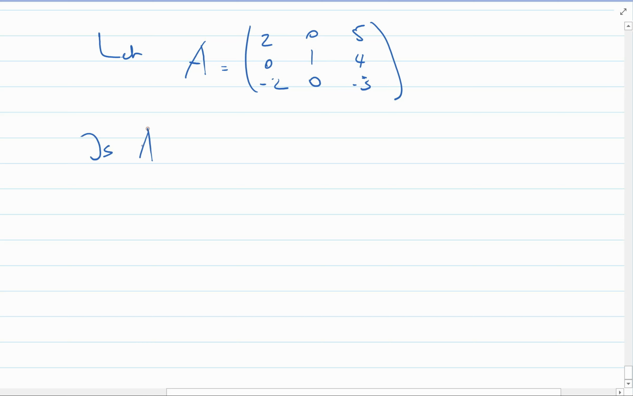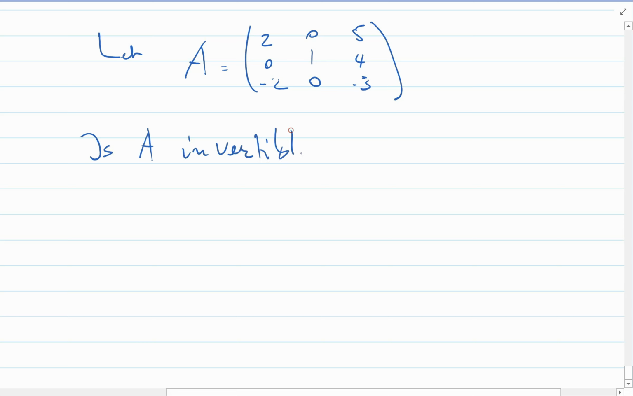Let A be equal to the matrix 2, 0, minus 2, 0, 1, 0, 5, 4, and minus 3. So this problem has two questions. Number one, is A invertible?